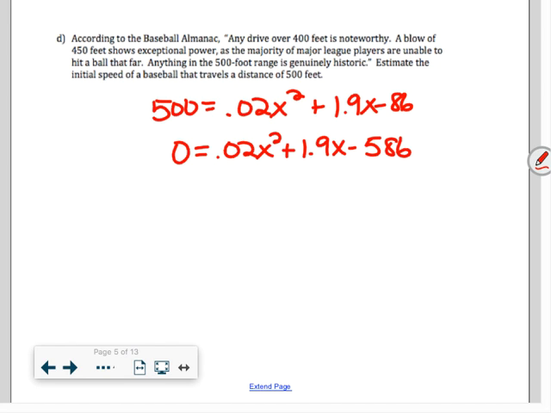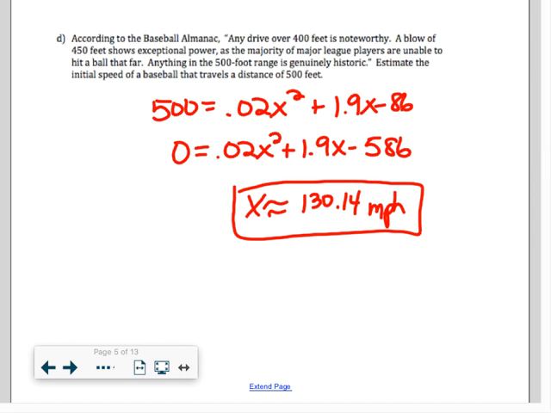I do want to emphasize that you should be able to do quadratic formula. If I sometimes give you a quiz or a test and I might say only the OGT calculator, so make sure you do know how to do quadratic formula if you needed to. Alright, make sure you know how to do this. I got 130.14 miles per hour. So that's pretty amazing.